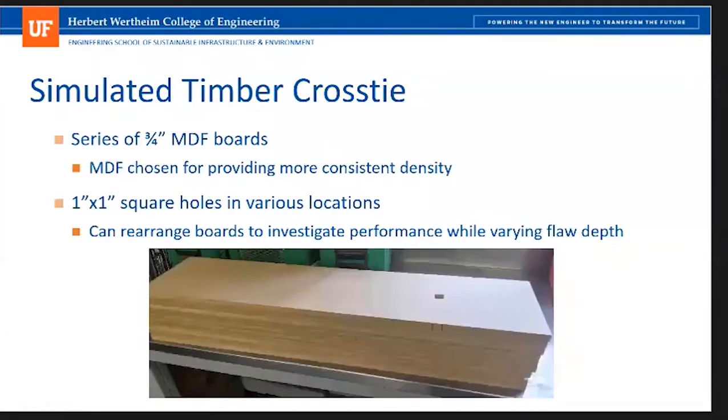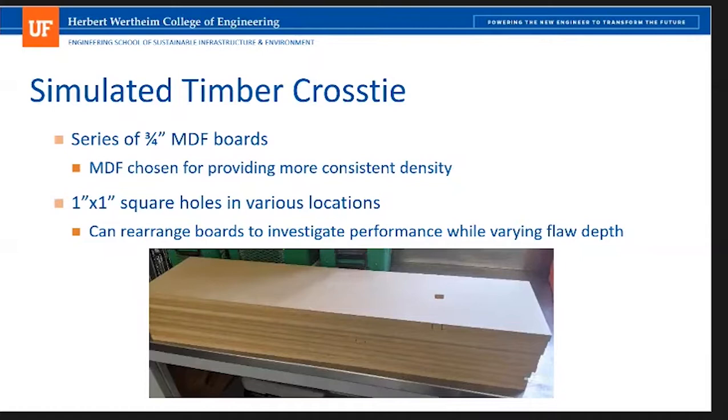So this is going into my research on this current project. We are doing some calibration between all the materials to allow us to move forward. The first thing we did was construct a simulated timber crosstie out of MDF boards. They proved to be a pretty good calibration material for us. They have a more consistent density than some other panel products and some other wood products.